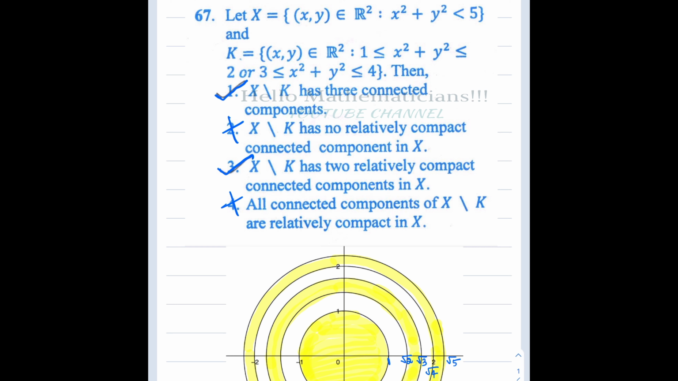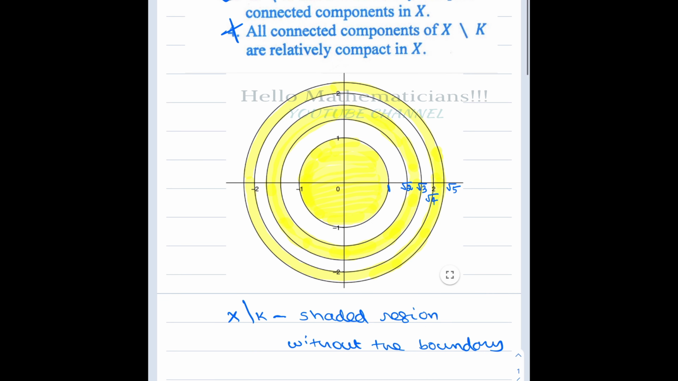So X is given to be the set of all (x, y) belonging to R2 such that x square plus y square is less than 5. Note that this is strictly less than 5, there is no equality. Here I have drawn many circles. The outside circle passes through root 5, so basically this length is root 5.